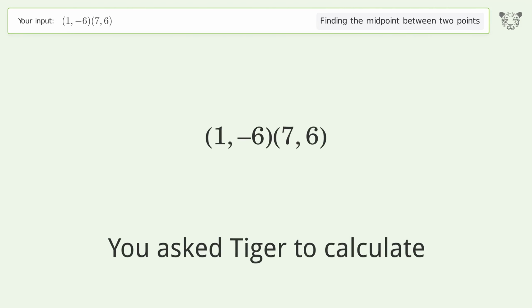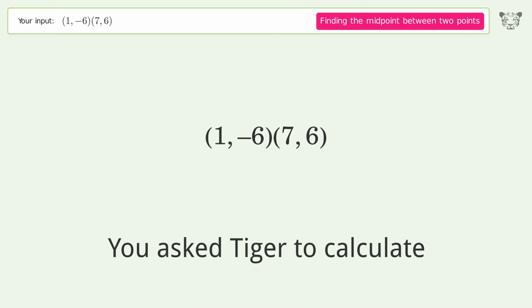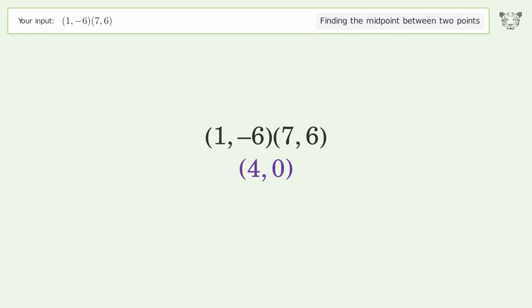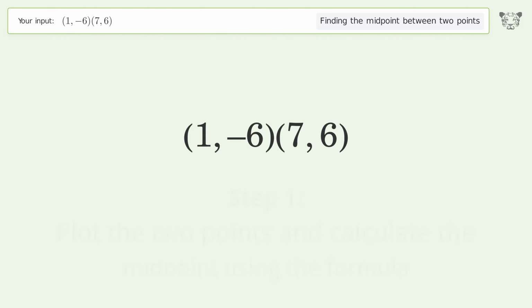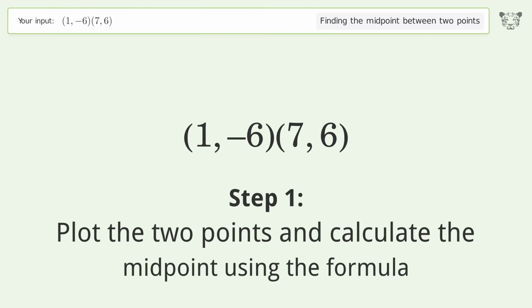You ask Tiger to calculate. This deals with finding the midpoint between 2 points. The midpoint between the 2 points is 4, 0. Let's solve it step by step. Plot the 2 points and calculate the midpoint using the formula.